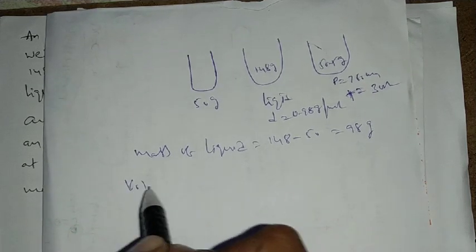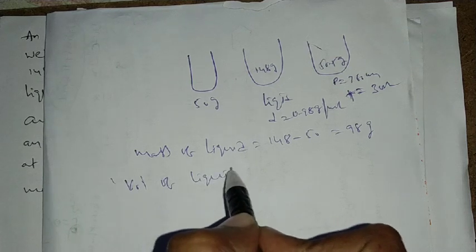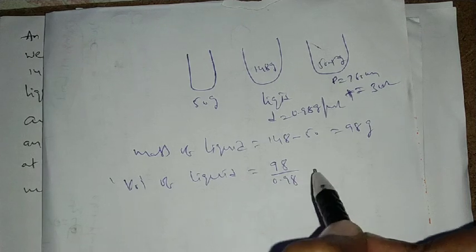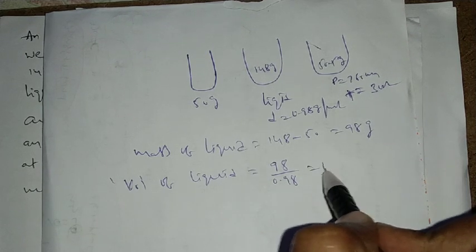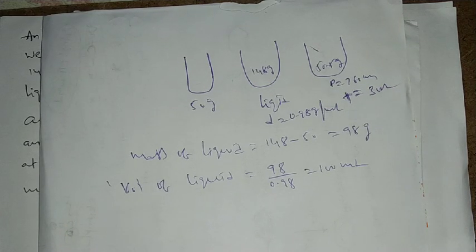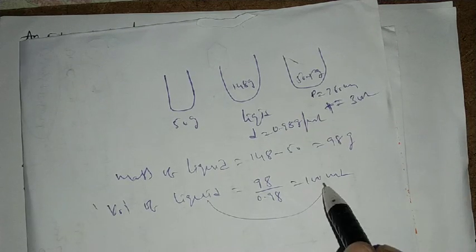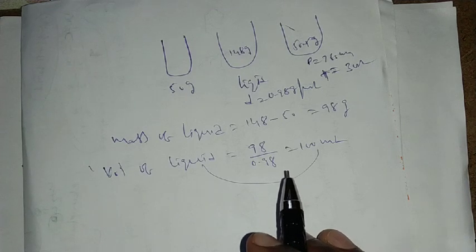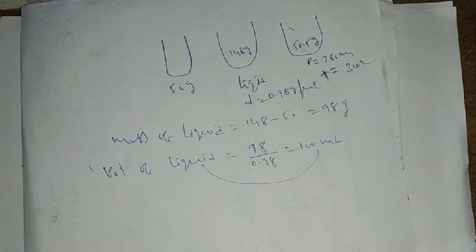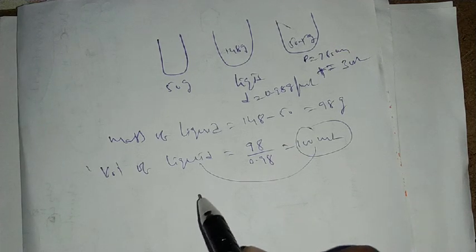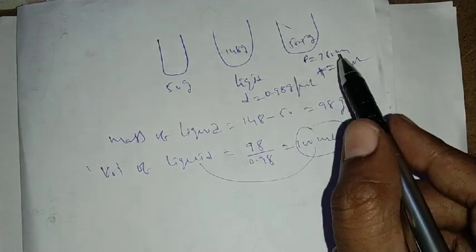Now, volume of liquid is equal to 98 by 0.98. Then you'll get 100 ml. You got the mass value, then volume of the liquid you'll get 100 ml. So volume of the liquid is nothing but the volume of the vessel. Is it clear? So volume of the vessel you got 100 ml. Now this contains ideal gas already with 760 millimeters of mercury pressure and temperature.